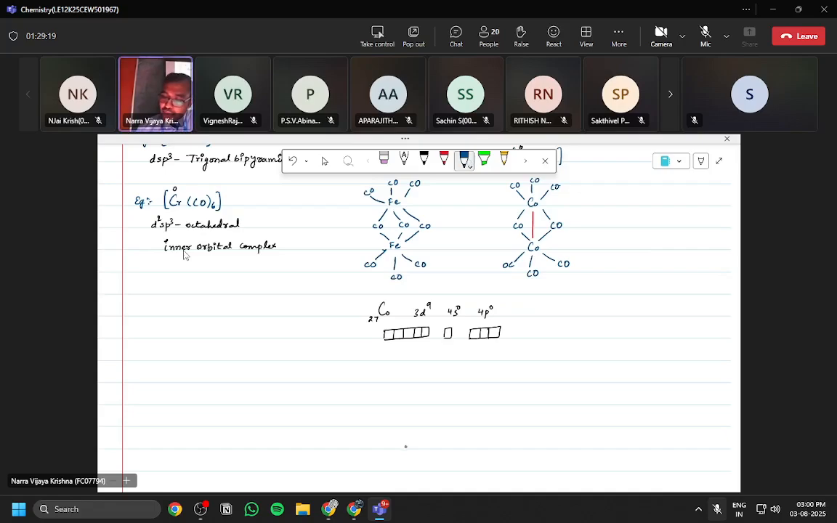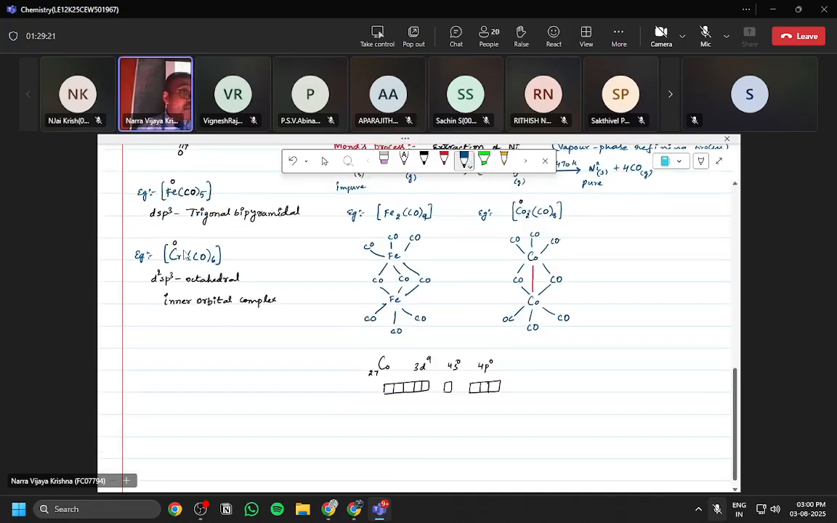Now d9. How many carbonyls will approach? Totally 8. Totally 8 means minimum 4 for this cobalt, 4 for the other. So 1, 2, 3, 4, 5, 6, 7, 8, 9. So 1, 2, 3, 4. Again another carbonyl. Minimum has to be like this. 1, 2, 3, 4. Correct?